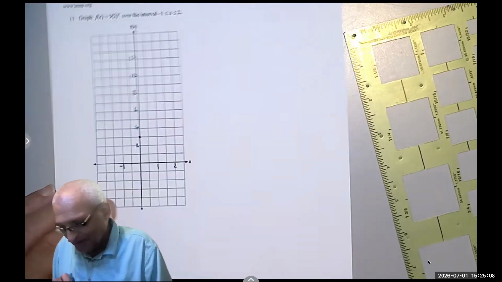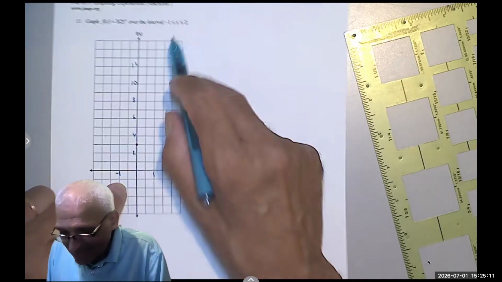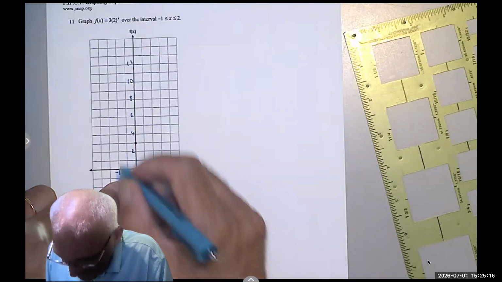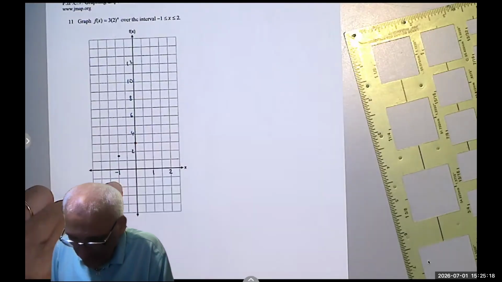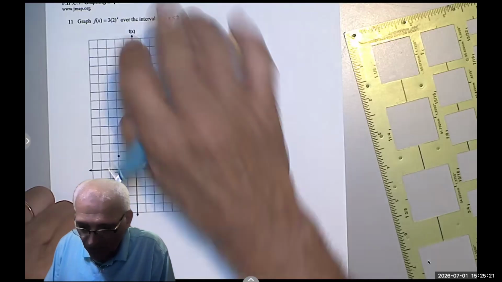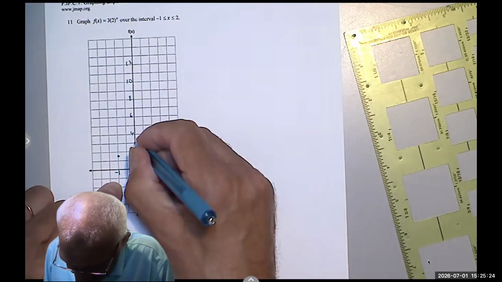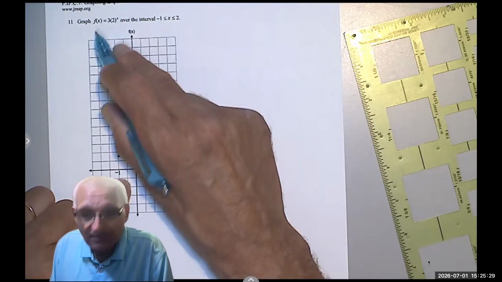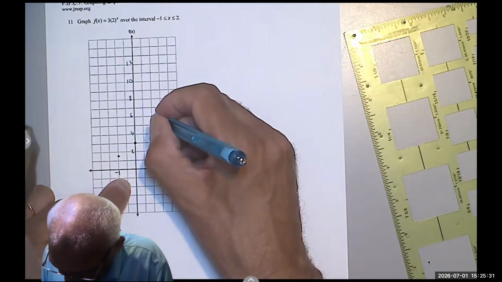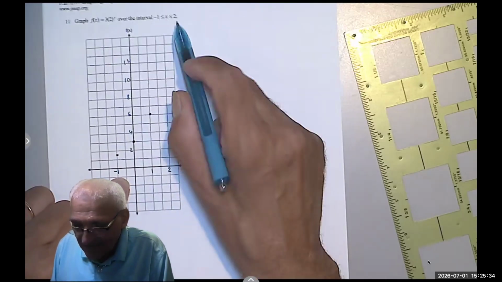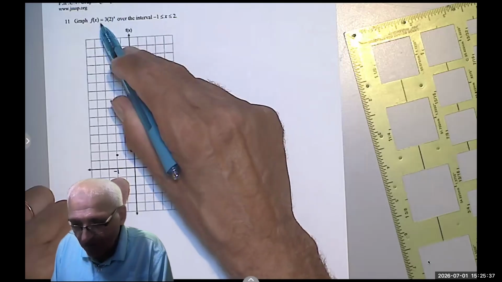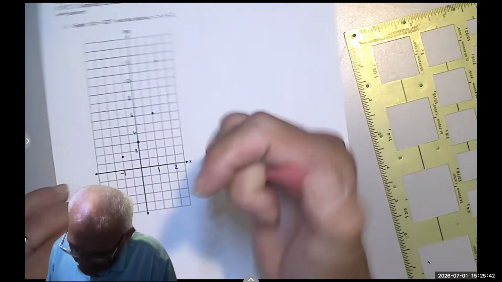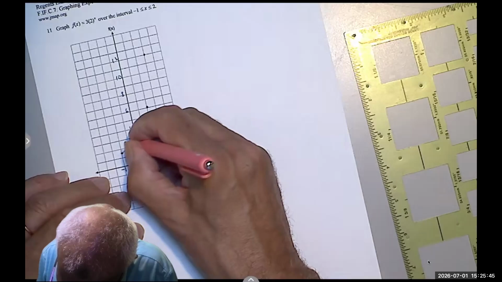Okay, so at x equals -1, you get 3/2 or 1.5. So you get this point right here. Then when x equals 0, you get 2 to the 0 is 1 times 3 is 3. So you get this point right here. When x is 1, you get 2 to the first is 2 times 3 is 6. So at 1, I get 6. And finally, at x equals 2, 2 squared is 4 times 3 is 12. And you get this point, and your graph would look something like that.